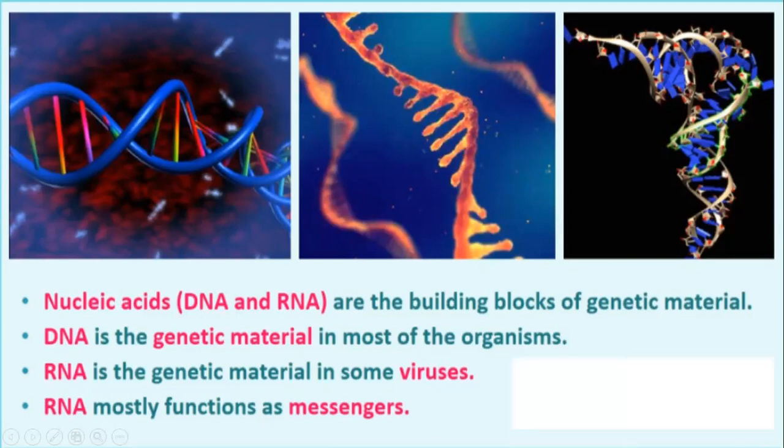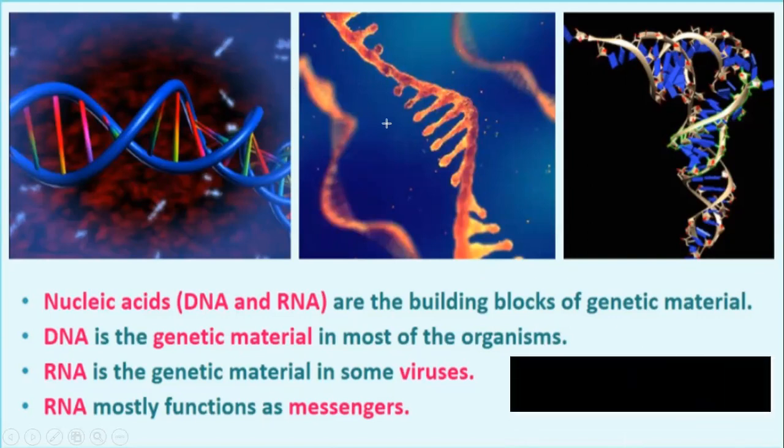Okay, fine. Then one more thing that you have to check is who said that genes are linearly arranged on chromosomes? T.H. Morgan said that genes are linearly arranged on chromosomes.